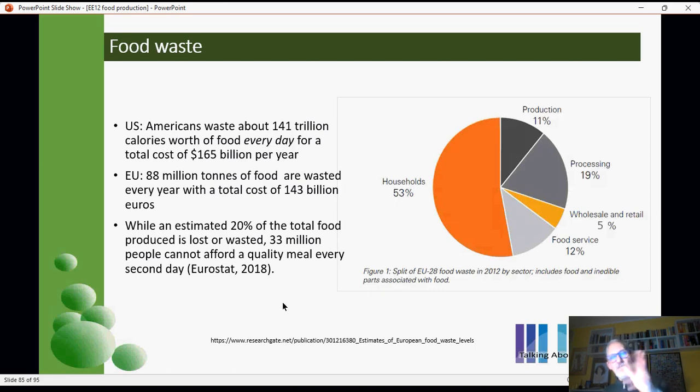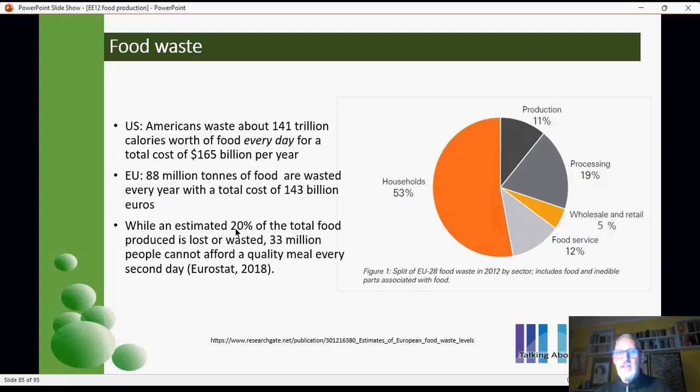Okay, so some statistics here. It's estimated that Americans in the US waste about 141 trillion, that's 1,000 billion calories worth of food every day. That is a hell of a lot of calories, okay? $165 billion worth of food every year, okay? That's a lot. Now, I'm not saying that we all have to go around wearing sackcloths and hair shirts and whipping ourselves and what have you. That's not what I'm saying, but something has got a little bit out of hand here.